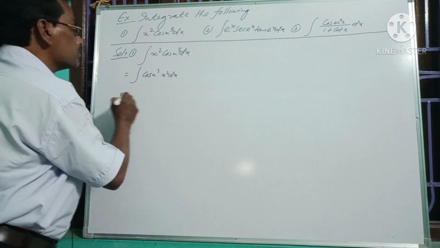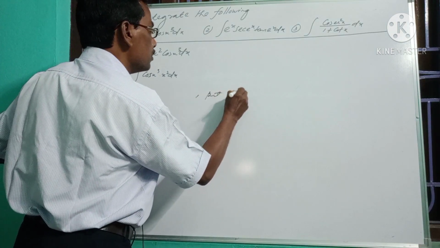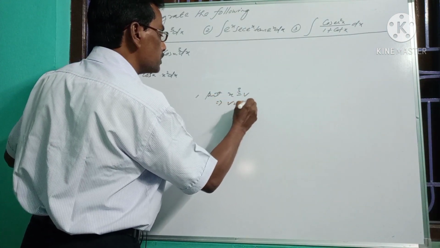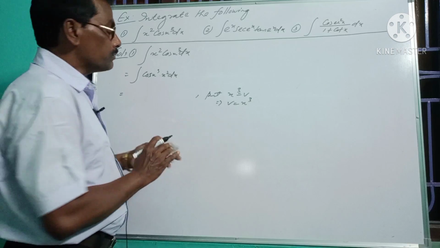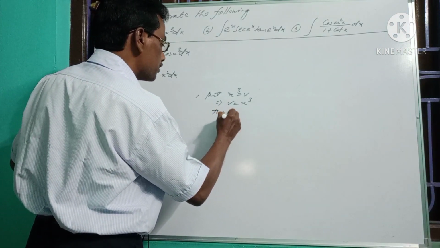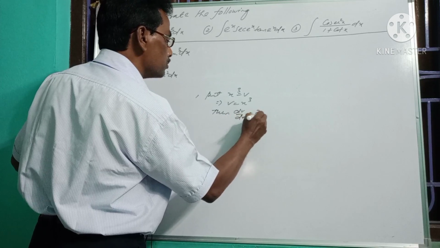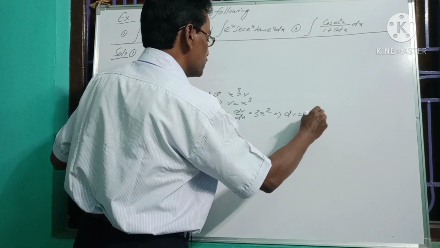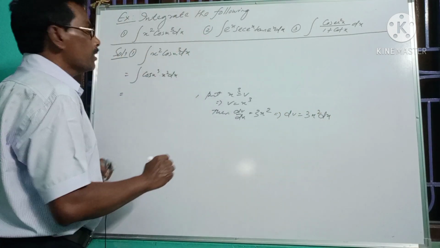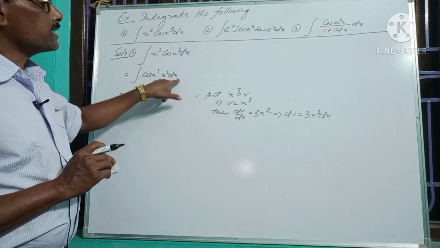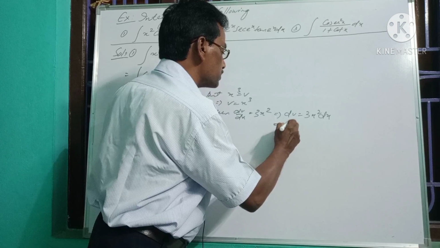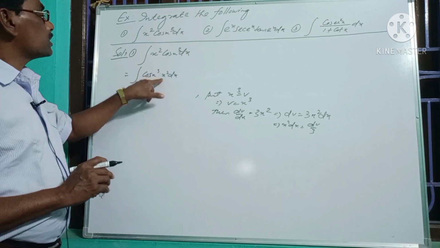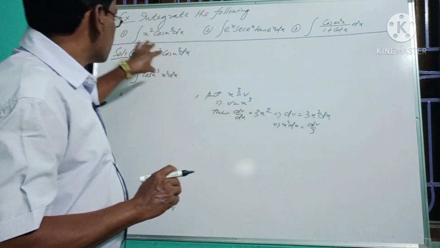Now let us substitute x cube as v, that is v is equal to x cube, where v is a function of x. So differentiating v with respect to x, we have dv by dx is equal to 3x square. So again simplifying, we have dv is equal to 3x square into dx. As the integrand contains x square dx, let us find x square dx, which is equal to dv by 3.